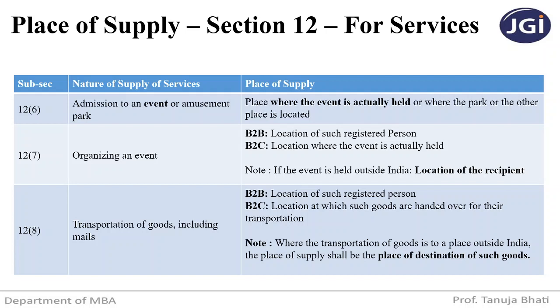In the event, they'll give you services. When you go to an amusement park, you have so many services there. So what is going to be the place of supply in such a situation? As per section 12 subsection 6, it is going to be the place where the event is actually held.